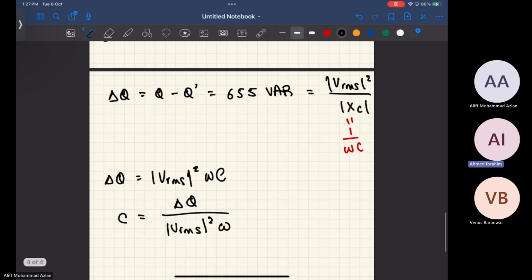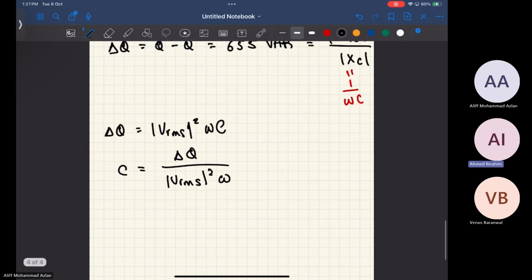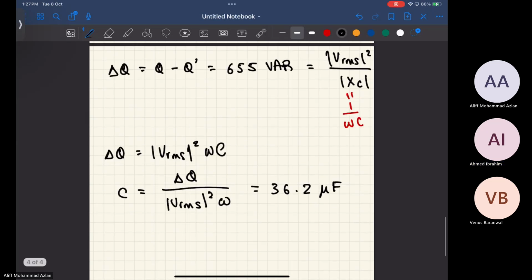Delta Q just calculated. VRMS is 240 volts, which is given in the question. And omega is 2 pi f, where f is 50 hertz, also given in the question. So we do that, calculate, and we get 36.2 microfarads.